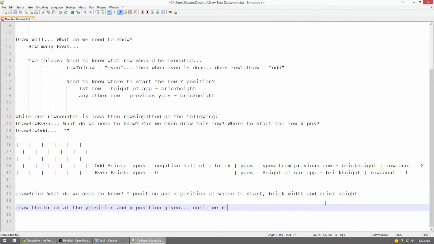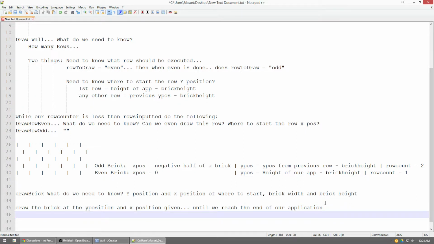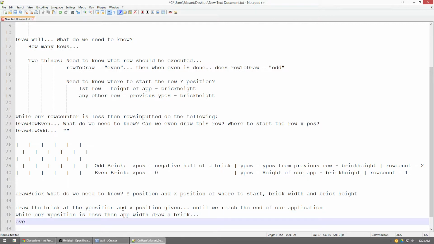Until we reach the end of our application, is what we'll just put right now. So what we could do is, while our, you're drawing lengthwise, so you don't care about Y at this point like we did when we were drawing the rows. We care about the X position at this point. So while X position is less than the app width, do: draw a brick.